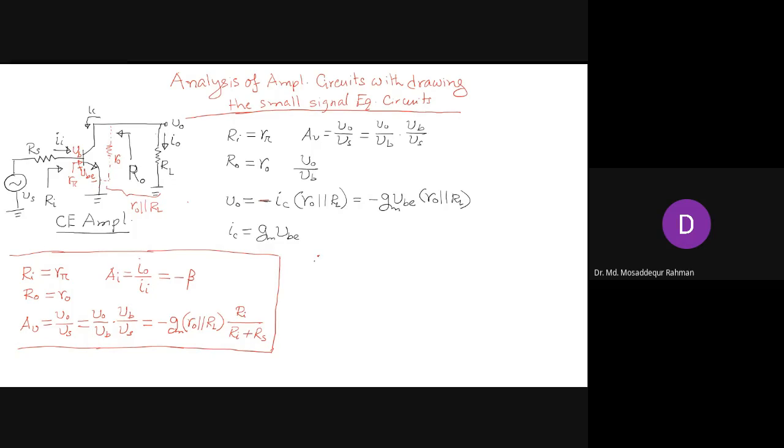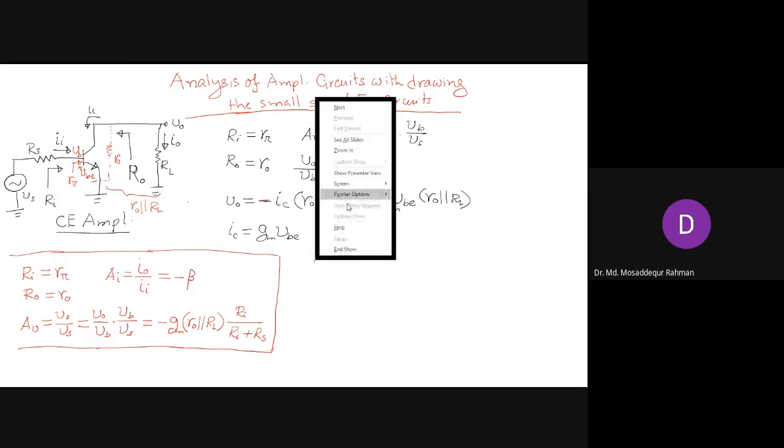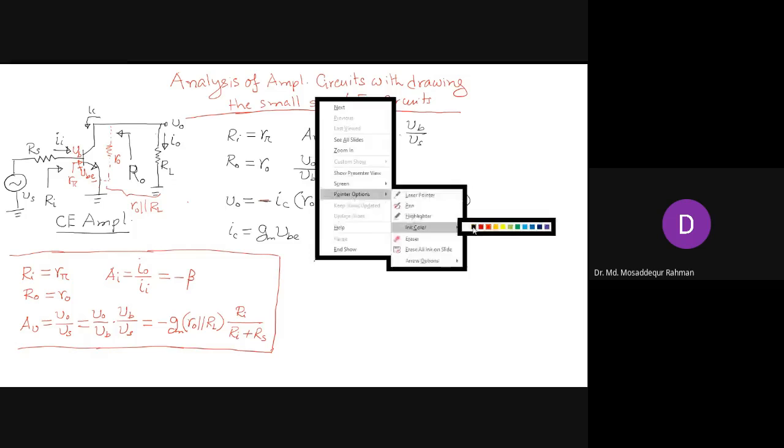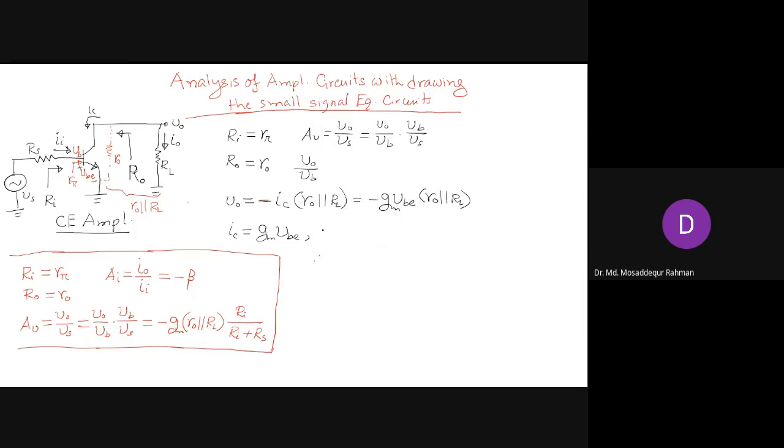What we write here is that our VB is the same as VB. So V naught we can then express as minus GM VB times R naught in parallel combination with RL, and from there you can express V naught by VB as minus GM times R naught in parallel combination with RL.